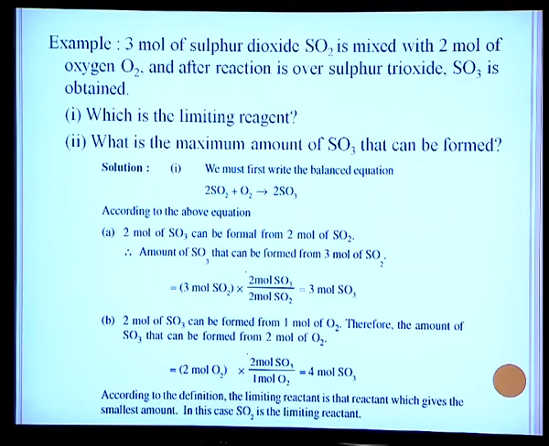Therefore, the amount of SO3 that can be formed from 2 moles of O2 will be 2 moles of O2 into 2 moles of SO3 divided by 1 mole of O2, equal to 4 moles of SO3. According to the definition, the limiting reagent is the reactant which gives the smallest amount of product. In this case, SO2 is the limiting reagent.